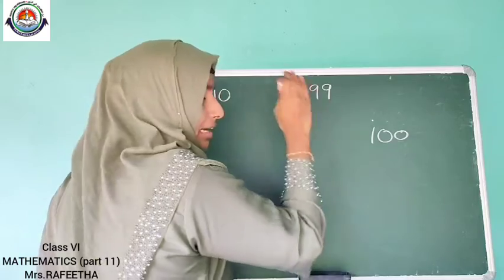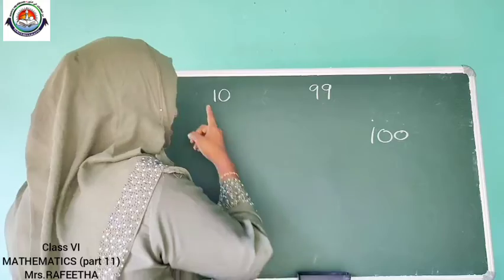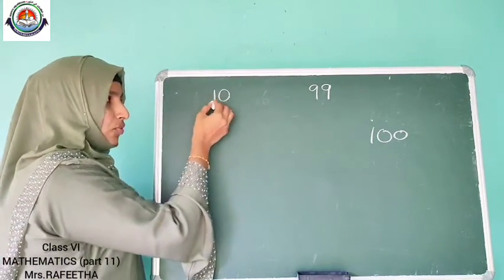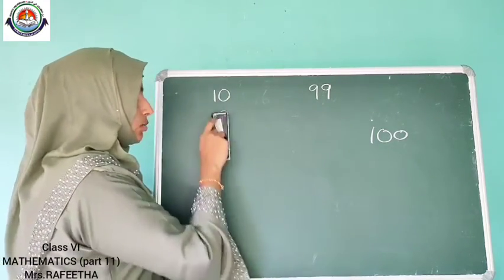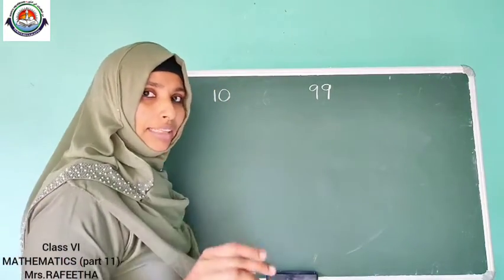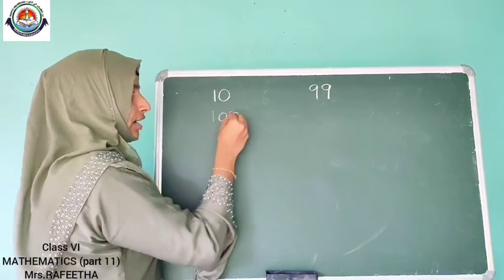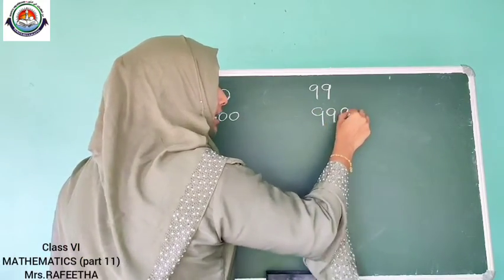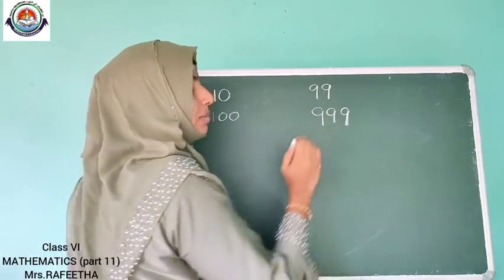So here, the largest 2-digit number will be 99, and the smallest 2-digit number will be 10. Why? Because when we reduce 1 again, it will be 9, which is only 1 digit. Like that, what is the smallest 3-digit number? That is 100. And what will be the largest 3-digit number? That will be 999. Similarly, if 1 is reduced, it will be 99, and if 1 is added, it will be 1000.